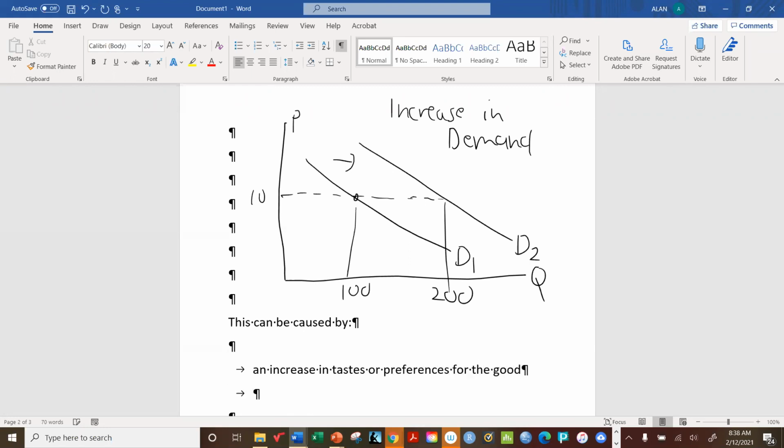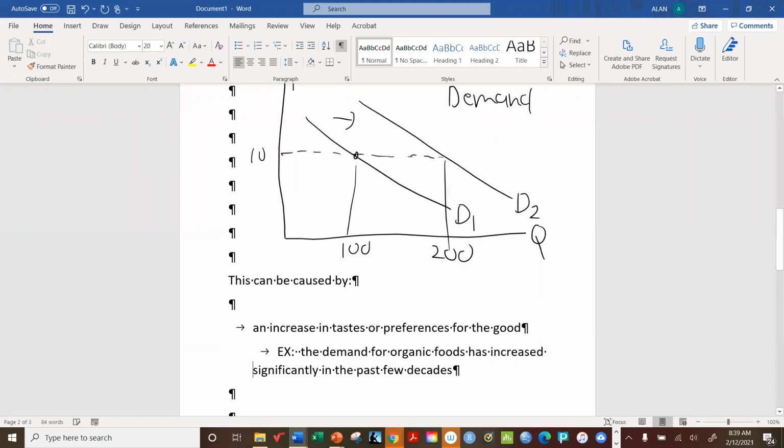Okay, so a good example of this would be the demand for organic foods has increased significantly in the past few decades, let's say. Why? Well, because obviously people feel that it's healthier for them. And so all other things being equal, and we know if you've been to the store, you know that organic foods are more expensive than the rest of them, but people are apparently willing to pay extra for them. And so the demand curve has shifted to the right.